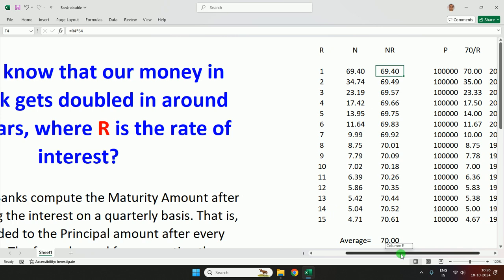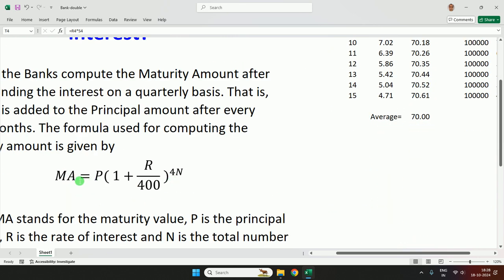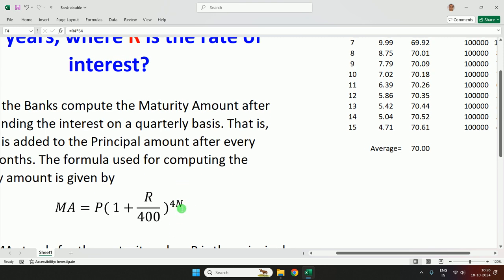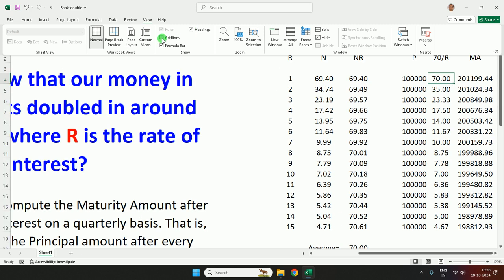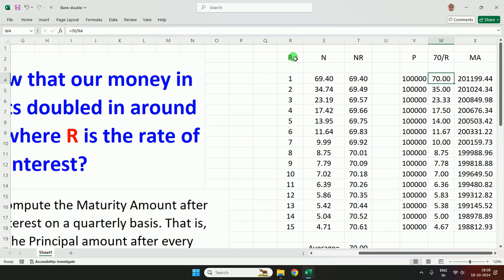Now let us compute this maturity value, maturity amount, taking n to be 70 divided by r, and let's see what is the maturity amount. So here also we have computed one table. This is 70 divided by r, R is taken from this column only. So you see this is 70 divided by R. If you want to see the headings and grid lines, I can show you everything. So R4 is actually this one. So 70 divided by R4 like that, 70 divided by R5.